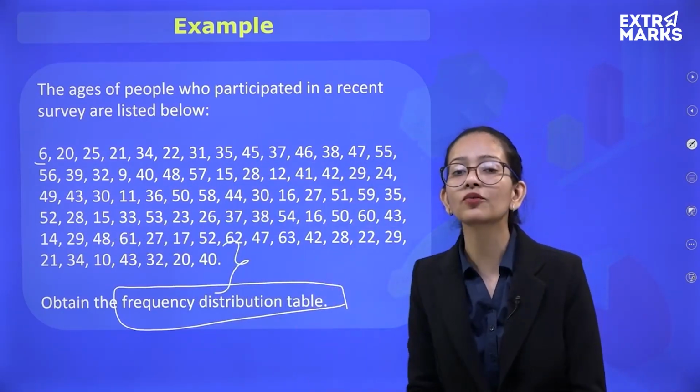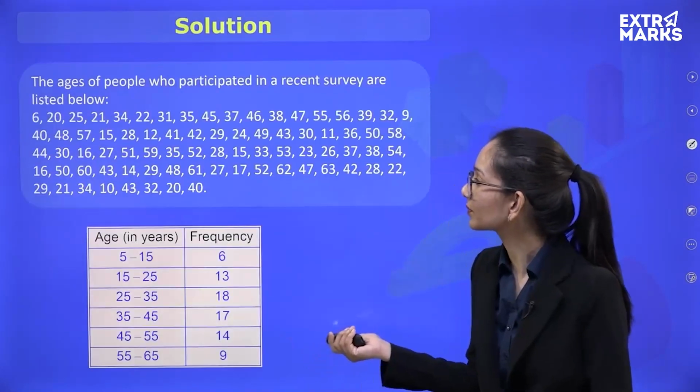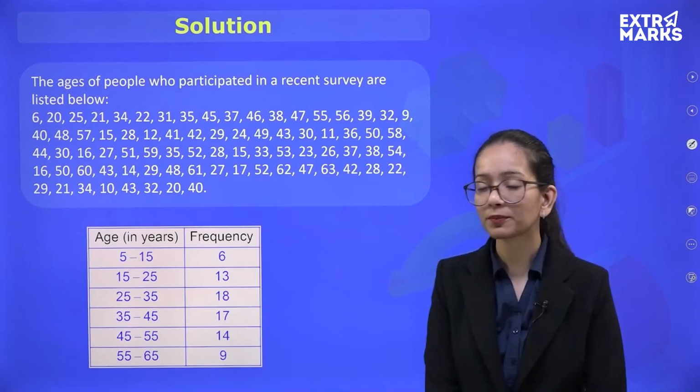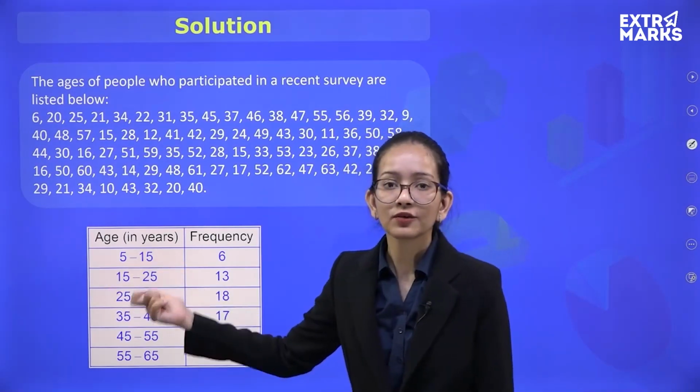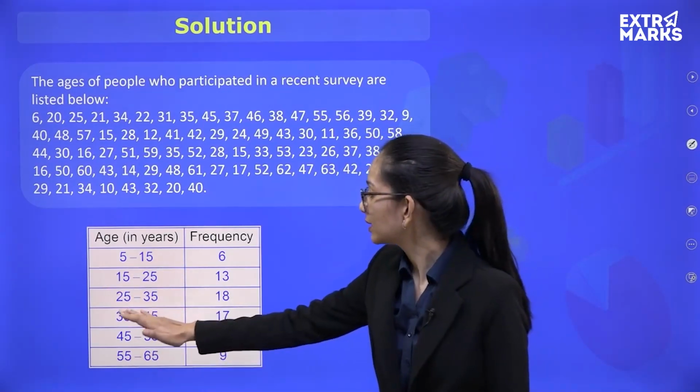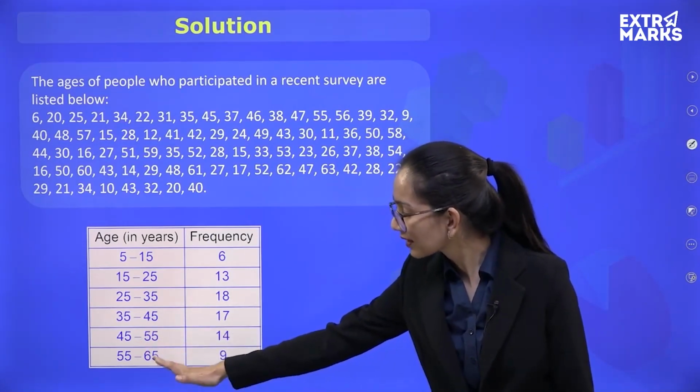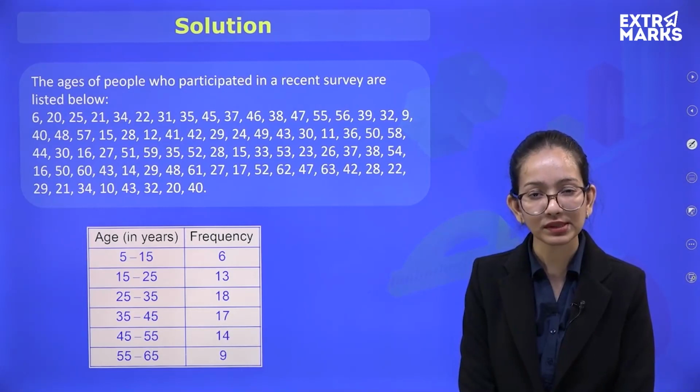That is the meaning of grouping of data. Let's do it. So here, I have made the age groups of 5 to 15, then 15 to 25, 25 to 35, 35 to 45, 45 to 55 and 55 to 65.